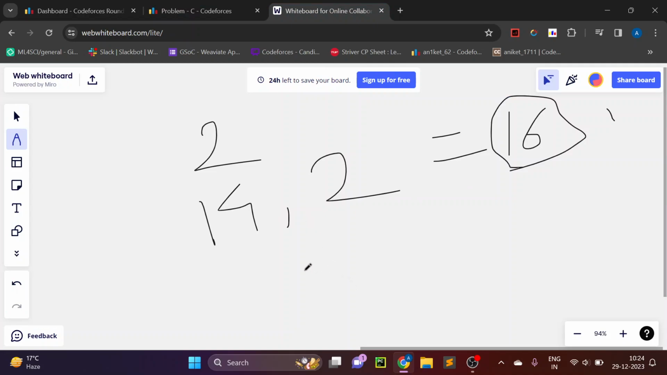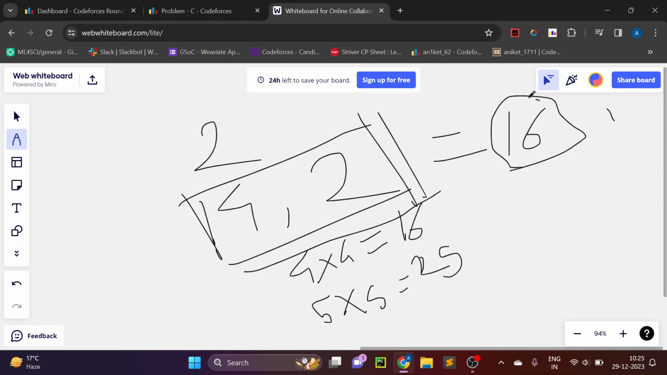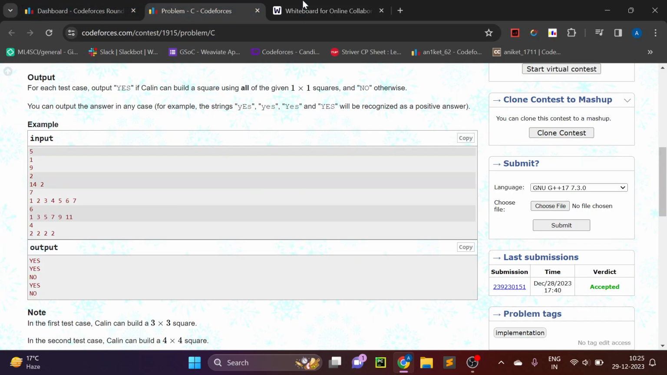Now let's say I build a square of length 4. For building a square of length 4, I require 4 into 4, 16 blocks, and if I am building a square, let's say of length 5, I require 5 into 5, 25 blocks. So the sum of all the blocks which we are given should be a perfect square. Then only can we build a square.